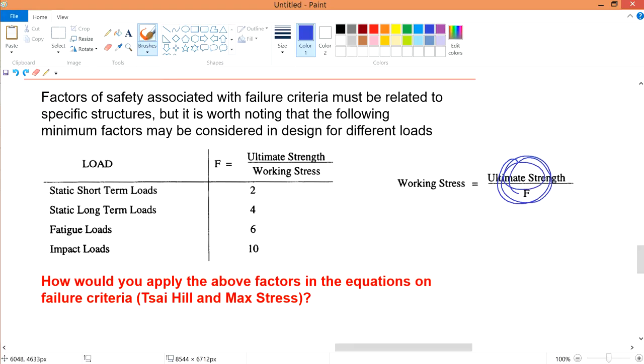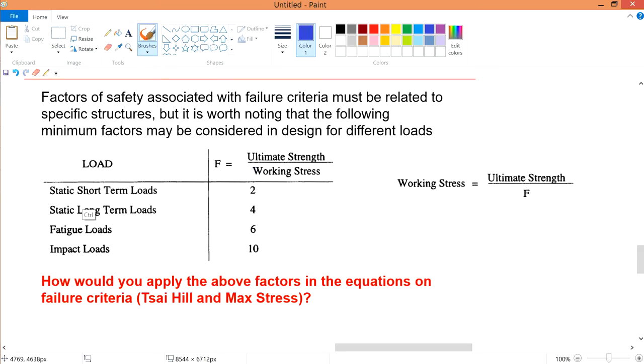Ensure that this value is larger than your working stress. If it's smaller, then you will fail. So I repeat again, your working stress must be smaller than this thing, otherwise you will fail. Different conditions use different factors. This is from experimental results, I think.